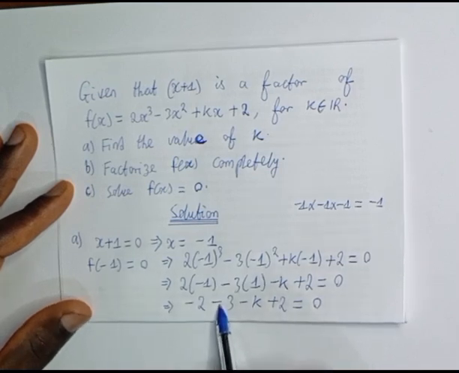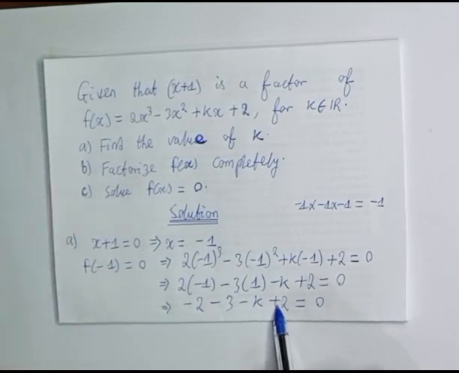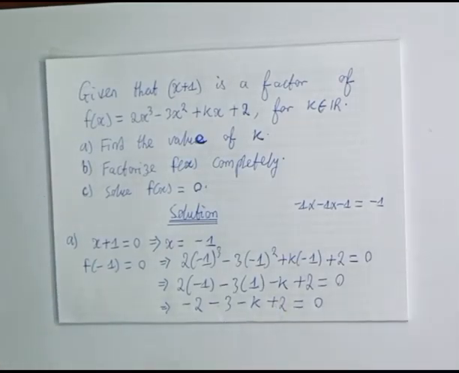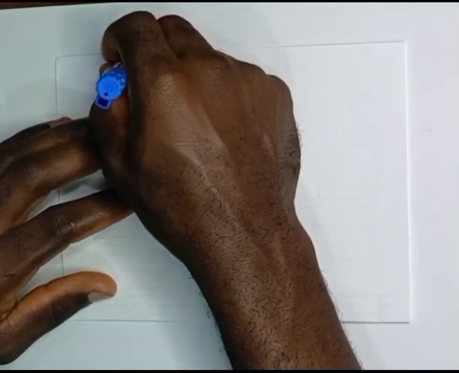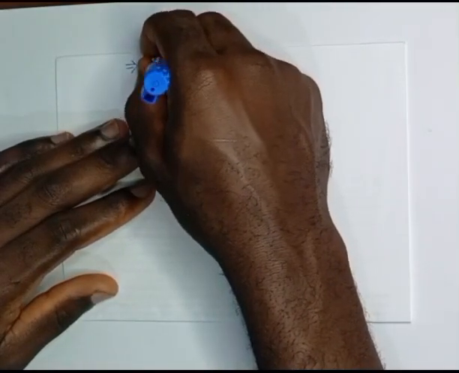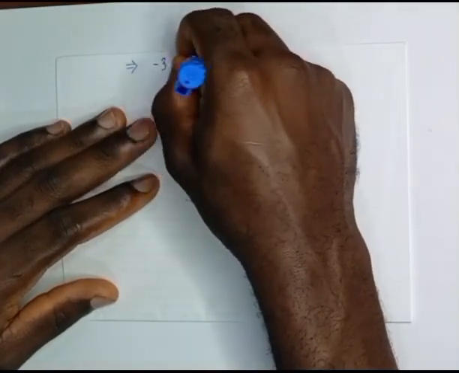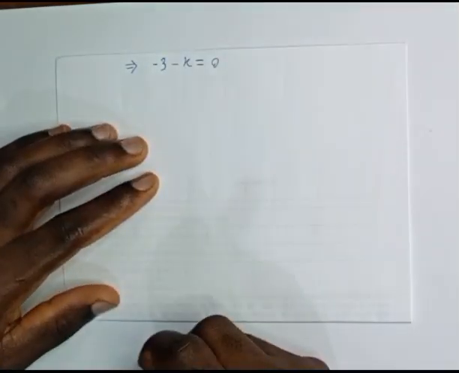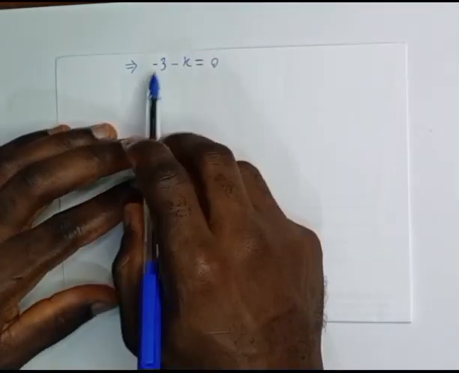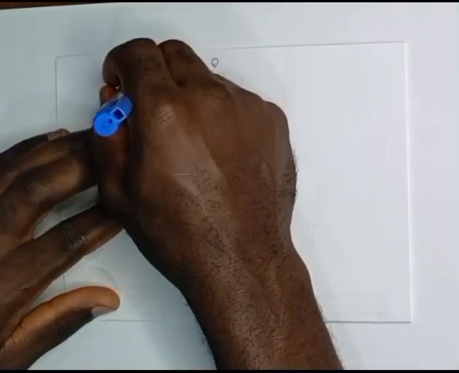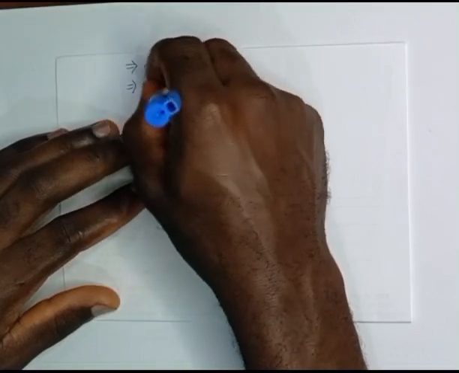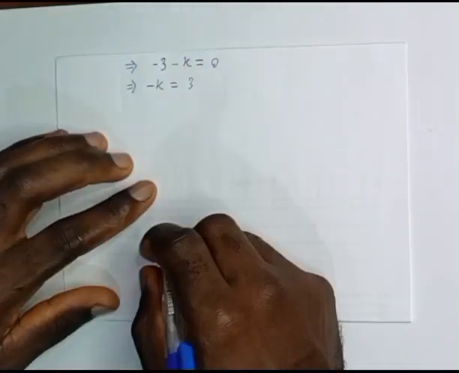Negative 2 minus 3 gives us negative 5. Negative 5 plus 2 gives us negative 3. That means negative 3 minus k is equal to 0. Then negative 3 minus k will be equal to 0. Next step, we are going to transfer negative 3 to the right hand side, which becomes positive. Then negative k will be equal to 3.